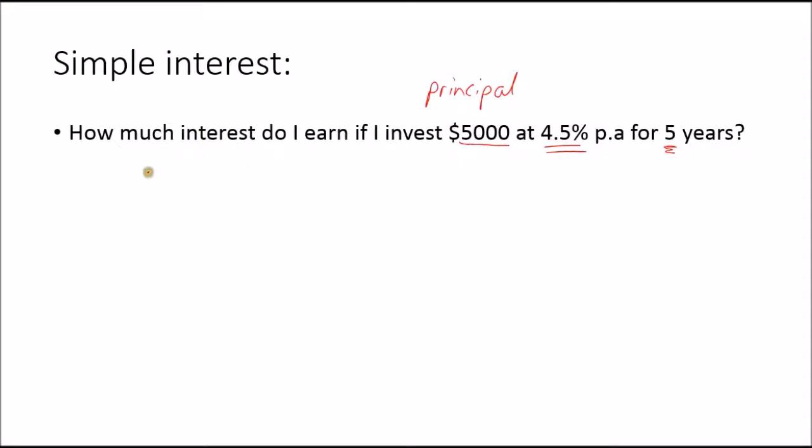Here. So the way we work this out, if you remember from the other day, is the interest equals the principal times the interest rate. Now this is expressed as a percentage, so I'm going to put this over 100 times the number of years, or the number of time intervals. Now you might also recall that I mentioned that PA is per annum, so this is per year, so 4.5% per year, so we're doing it in a yearly cycle.